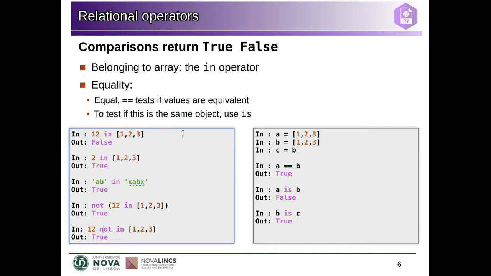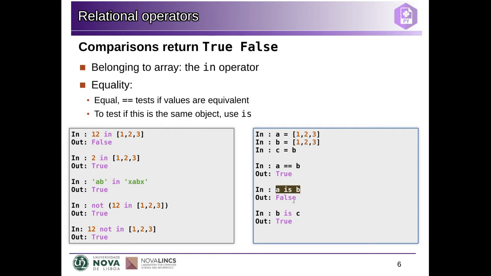The is operator, this one, can compare if variables refer to the same object. This is slightly stronger than equal. For example, in this case, A is pointing to this list [1, 2, 3], and B is pointing to another list [1, 2, 3]. So if we ask if A is equal to B, it's true because comparing element by element, these lists are equal.